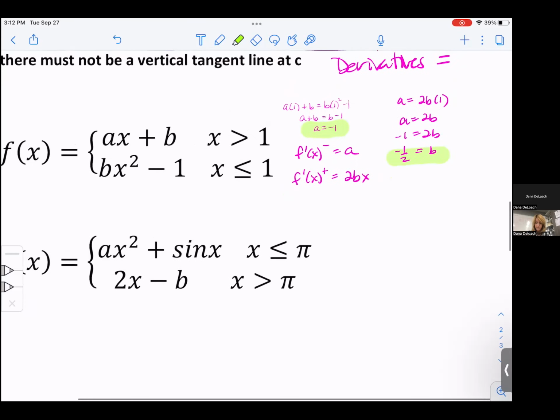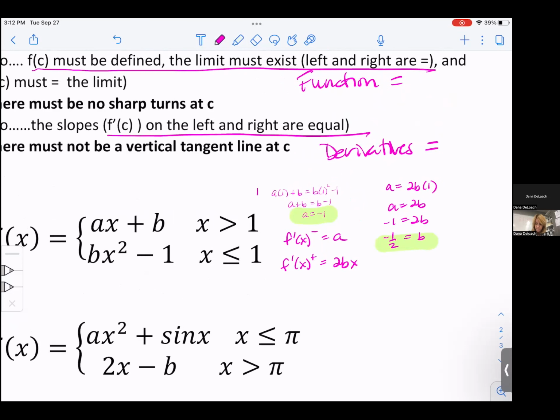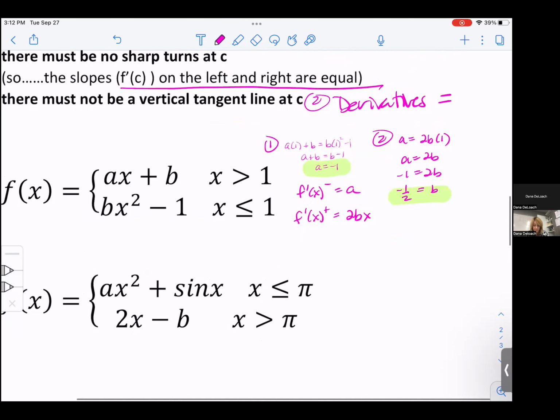I just did a system of equations. So step 1 is I set the functions equal. That's what I did, functions equal. And then step 2, I set the derivatives equal. And I solved for the a and the b, okay?